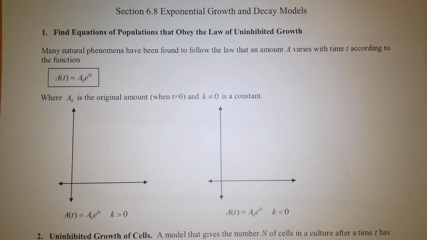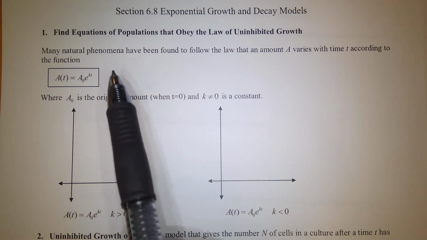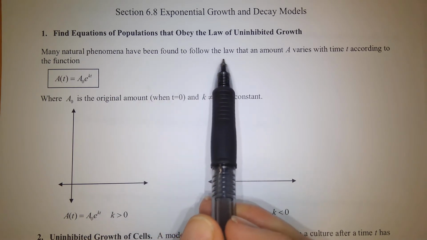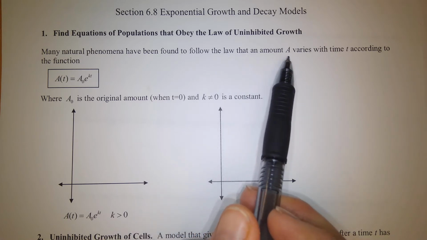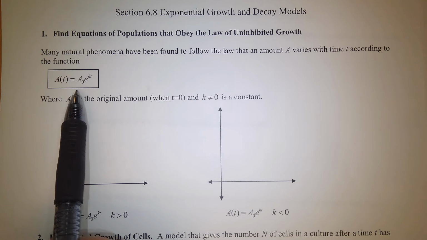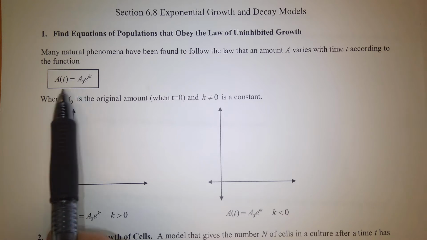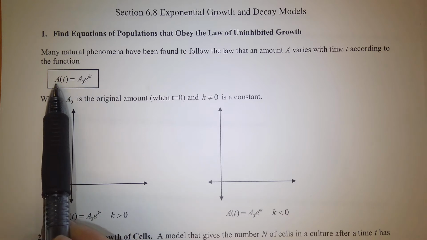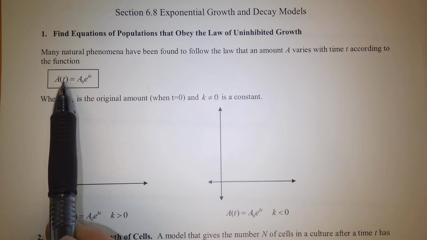In this section, we'll be discussing exponential growth and decay models. Many natural phenomena have been found to follow the law that the amount of A varies with time t according to the following function. This is a function for the law of uninhibited growth. In this function, we're trying to determine the amount that will be left after a certain time period t has expired.